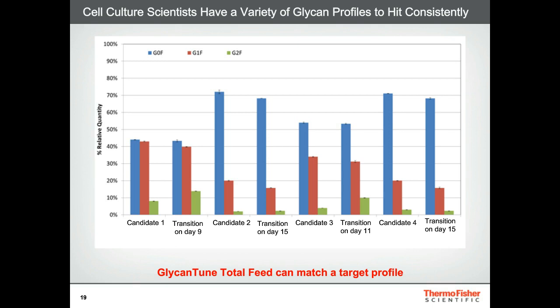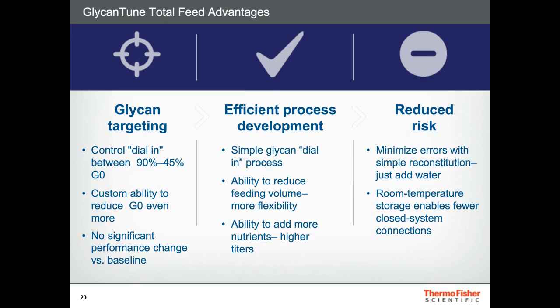So to review, GlycanTune Plus offers a number of advantages. There's a very simple dial-in process to tune glycan profiles. There's the ability to reduce G0F while increasing G1F and G2F without significant changes to performance. And all the benefits of the EfficientFeed Plus products that include simple reconstitution, just adding water, the ability to super concentrate to reduce feeding volumes, and to deliver unprecedented nutrient levels to achieve higher titers. GlycanTune is the only commercially available feed offering precision glycan control with increased titers in conjunction with the EfficientFeed Plus products.